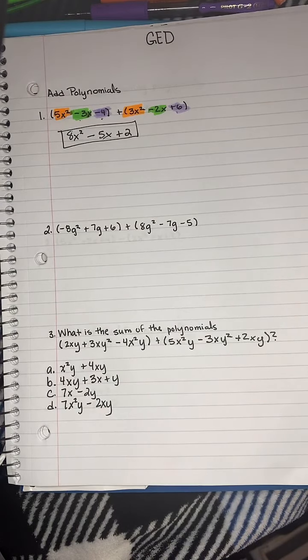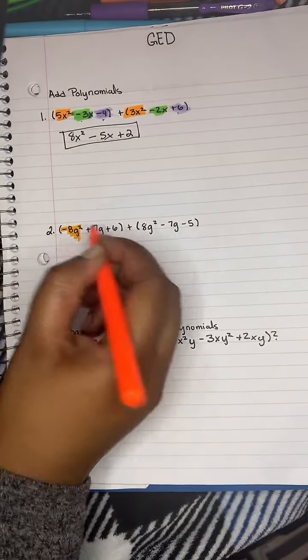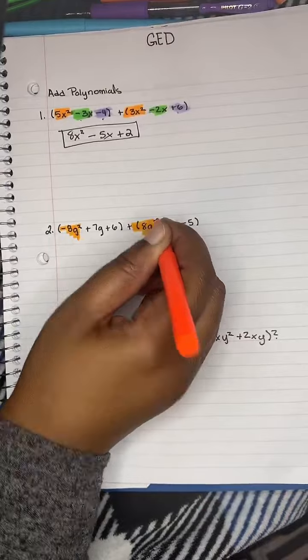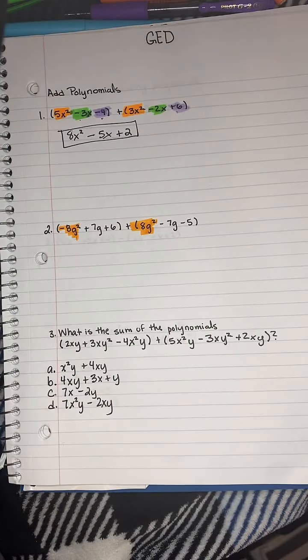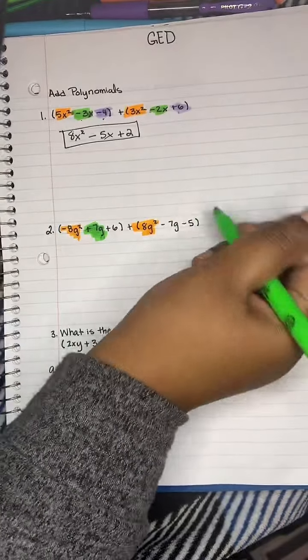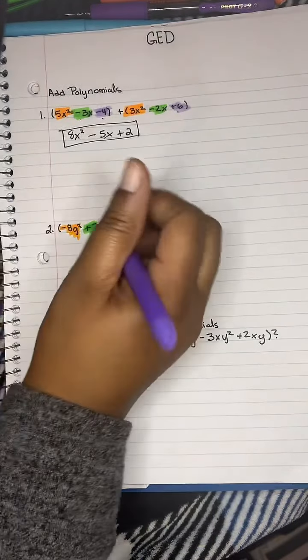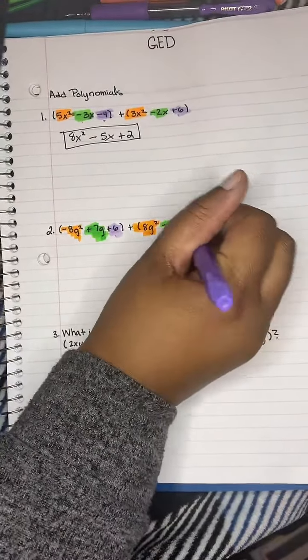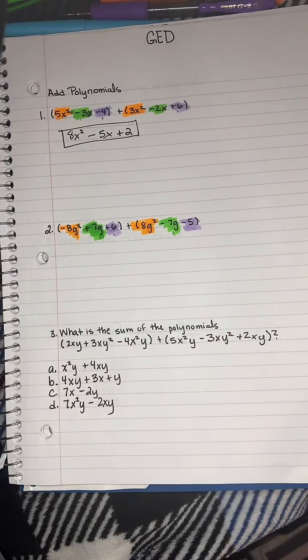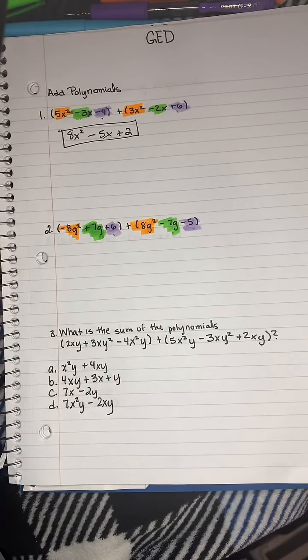Alrighty, let's try this next one, all right? So we have negative 8g squared. And we have a positive 8g squared. Then we have a 7g squared, a plus 7g and a negative 7g. And then we have this plus 6 and this minus 5. Okay. So can somebody tell me in the chat, what do our oranges get us when we combine those? When we get negative 8 plus 8.